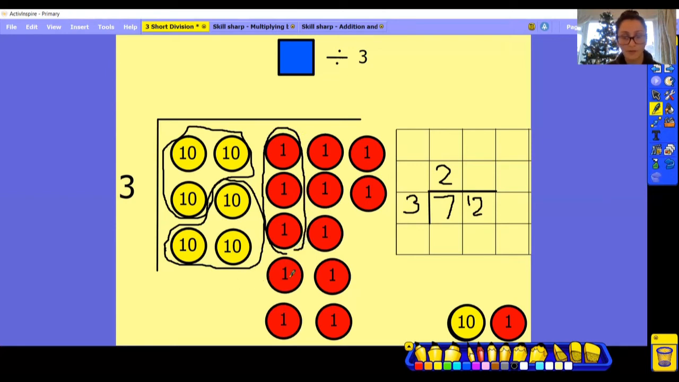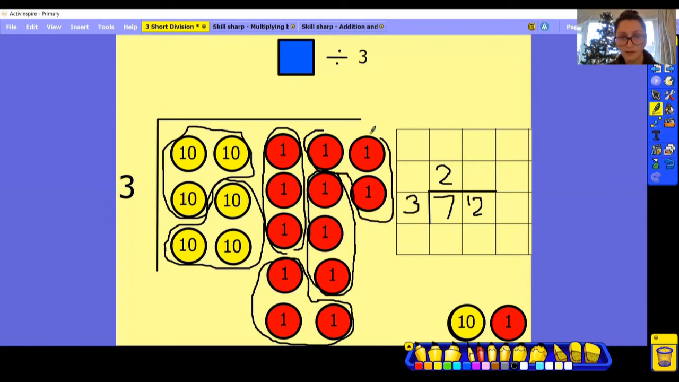Can I make another group of 3? Yes, I can. 1, 2, 3. Can I make another group of 3? Yes, I can. 1, 2, 3. Can I make another group of 3? 1, 2, 3. Yes, I can.